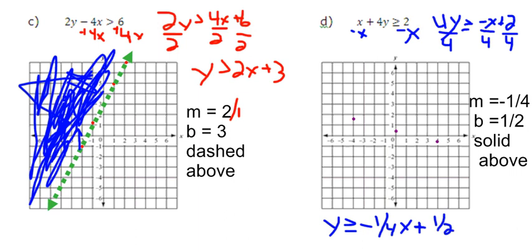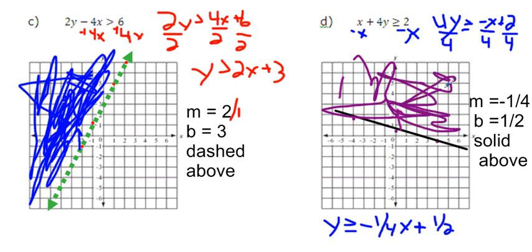Now I can draw my line. It's a solid line. And then above, right, I grab anywhere on the line, draw up, and that's where I'm shading. So I'm shading above the line. And again, I know my shading is bad. You guys can do a better job than I can.